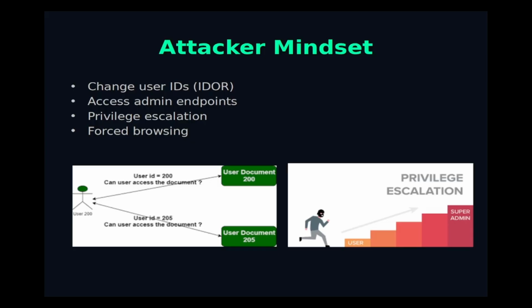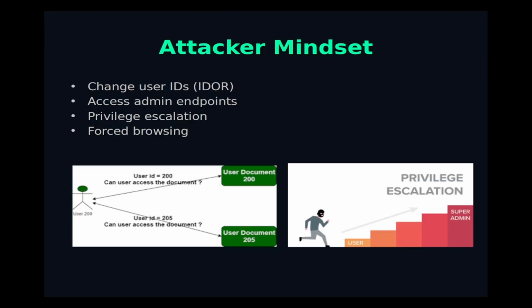Access control is about who can do what in an application. Broken access control happens when an application fails to properly restrict actions or data based on the user's role or identity. So here are some common examples: viewing another user's data by changing an ID, accessing an admin page as a normal user, performing actions like delete or update without permissions, and APIs that trust user input without any verification.